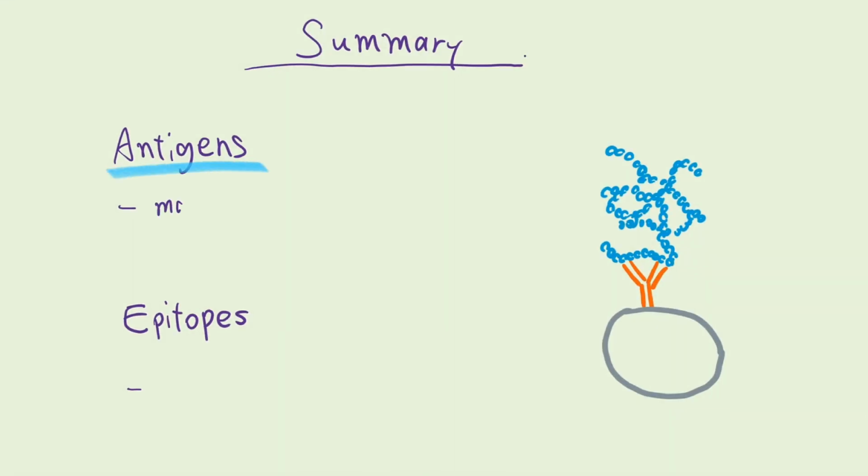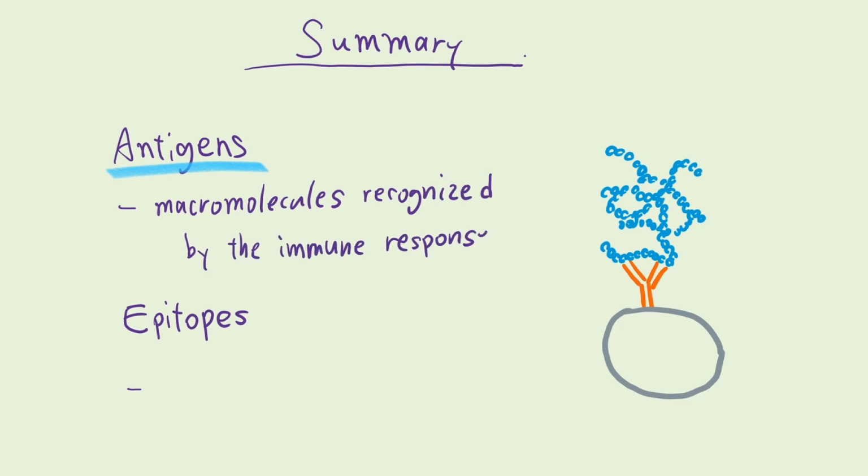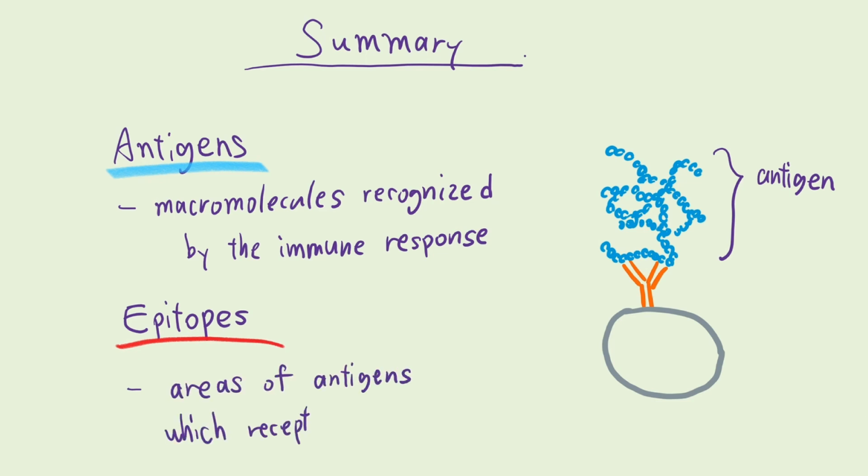So here's a quick summary. Antigens are the macromolecules that are recognized by the immune response, whereas epitopes are the areas of antigens where it binds together with receptors or antibodies.